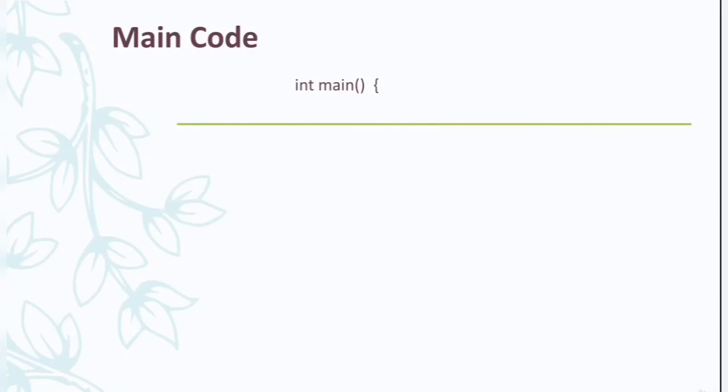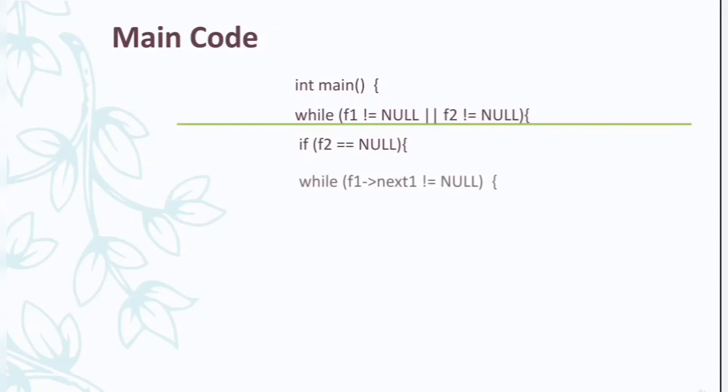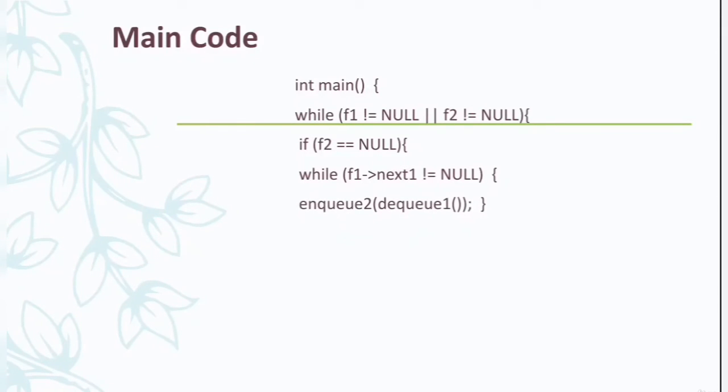So the main code will be, we have to check while F1 not equals null or F2 not equals null. That is, if F2 equals null, then again a condition is there, that is while F1 of next not equals null. If that is the case, then we have to perform the NQ operation on the second queue and the DQ operation on the first queue, as I have told you. And then we have to print the message as DQ1. That is, we will get the last element which is present in the Q1.